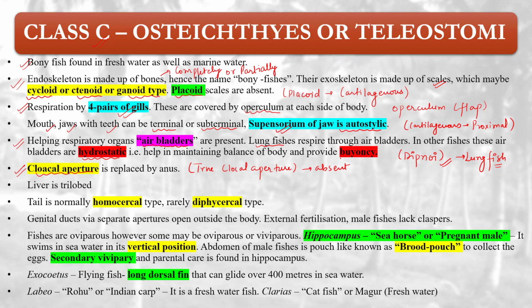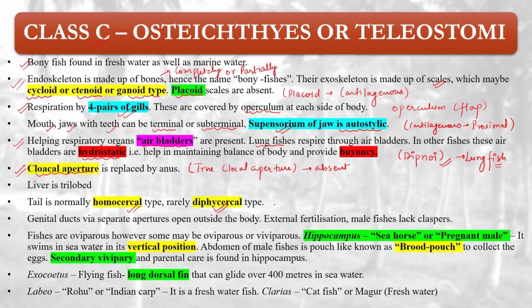Now, the liver, in case of bony and cartilaginous fish, in both cases it was trilobe. In case of bony fishes also it is trilobe. Understood? Now coming to next, the tail in case of bony fishes is homocercal and rarely diphycercal. So in bony fishes, the tail has a caudal fin, and that caudal fin is homocercal type, and rarely diphycercal type.